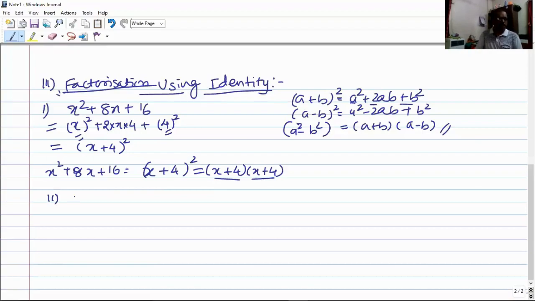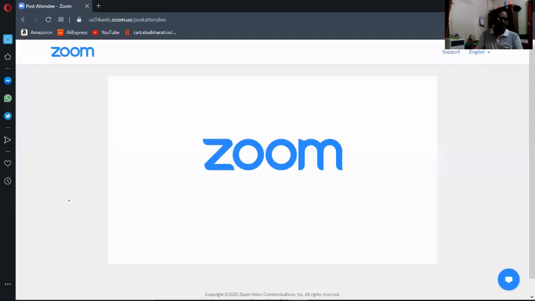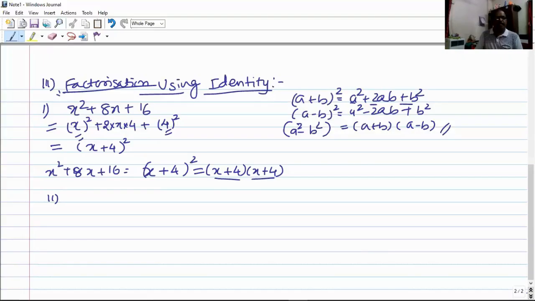Second type, suppose the example given is 4y square minus 12y plus 9. Now students, just observe the given expression. Here the first term 4y square is positive, the second term is negative, and the third term is positive again. Of all these three identities, only in the second identity do we have the second term as negative, that is the term of 2ab.